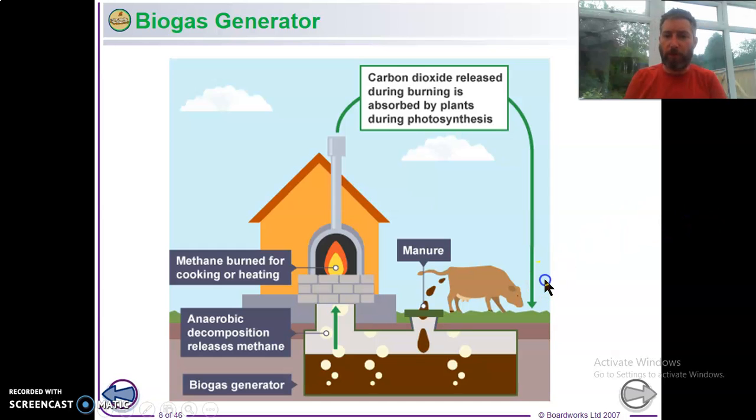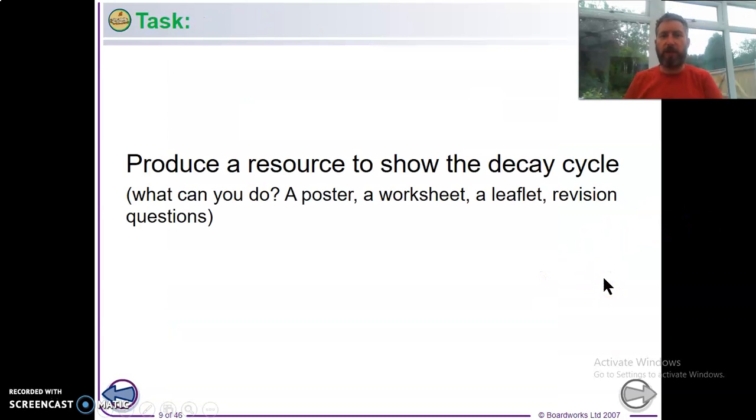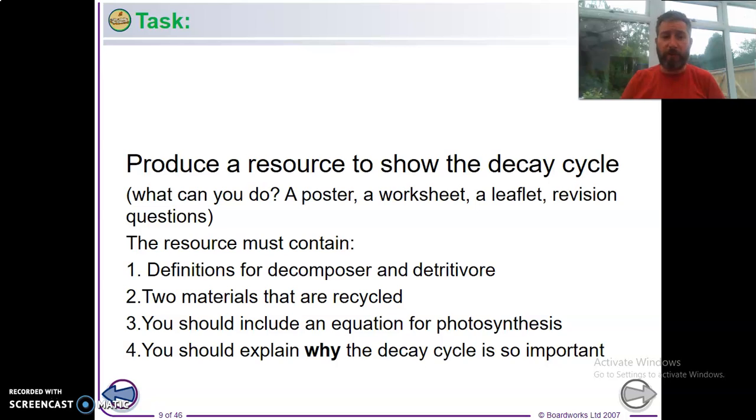So, your task, guys, is this. I want you to produce a resource to show the decay cycle. You can do whatever you want. You can do a poster, a worksheet, a leaflet, you can do revision questions, you could do a video, you could do a TikTok, you could write a gangster rap. I really don't mind. Right, as long as it covers these things.